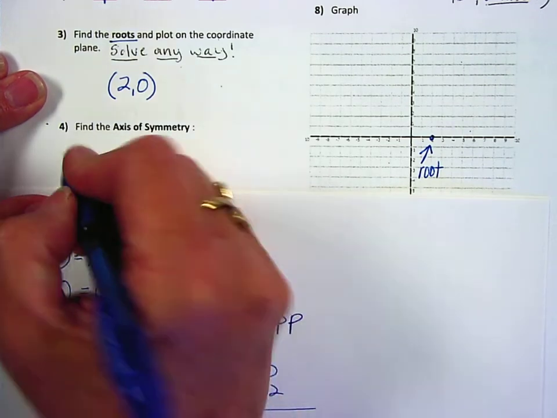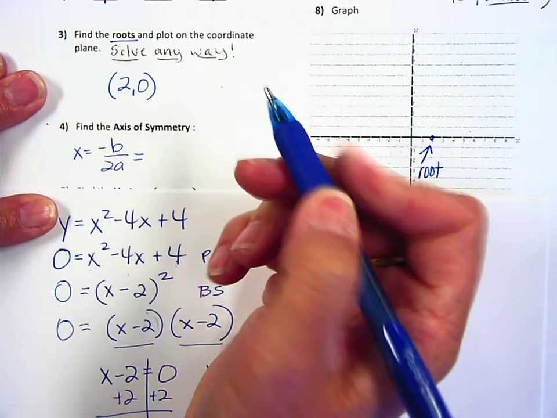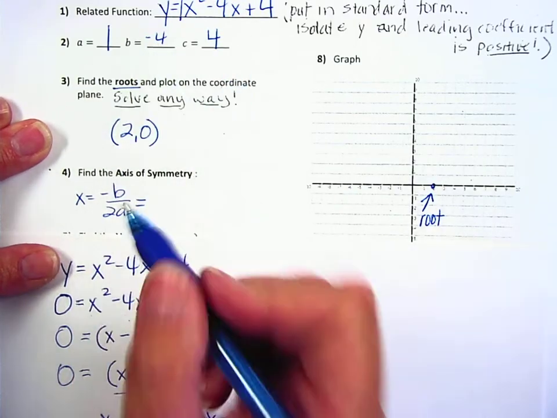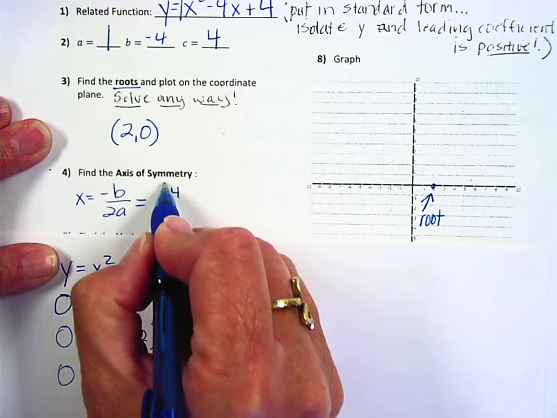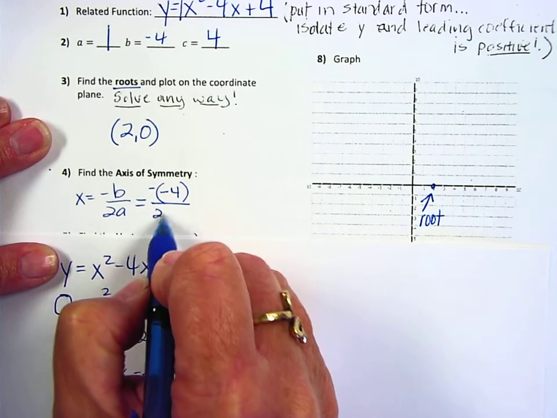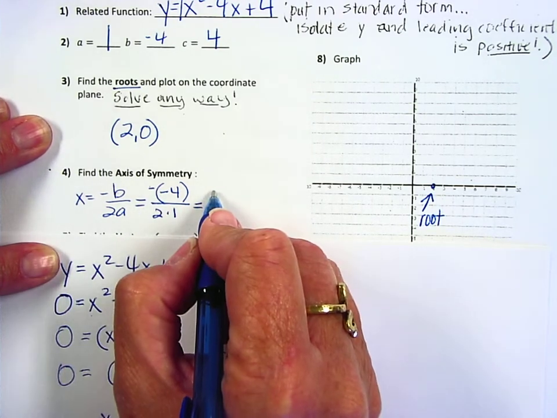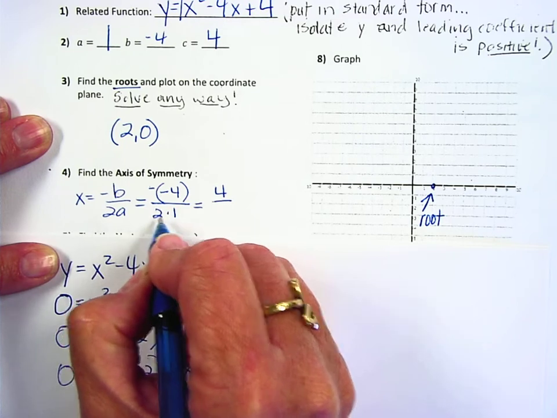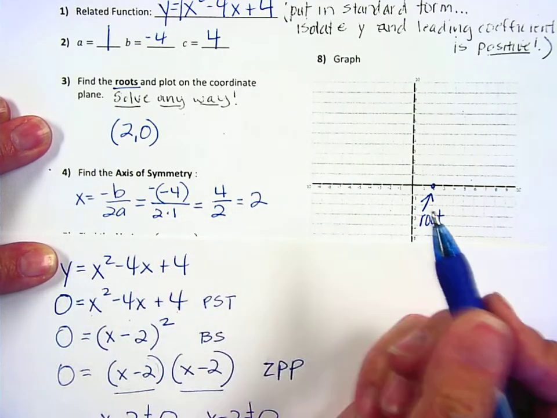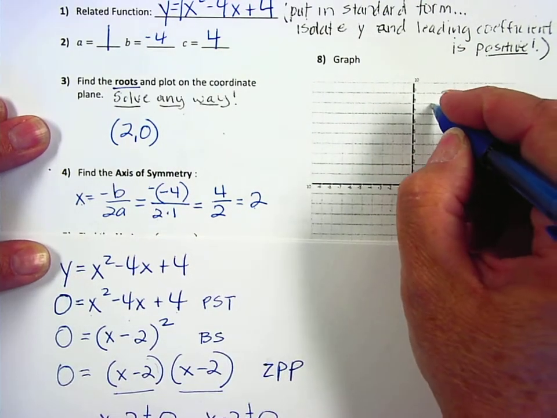Well, x equals negative b over 2a. So x equals negative b. Please notice b is already negative, so I'm going to take a number that's already negative and make it more negative, and then 2 times a would be 2 times 1. Well, negative (-4) is positive 4, and 2 times 1 is 2. 4 over 2 simplifies to 2. x equals 2 is my axis of symmetry.